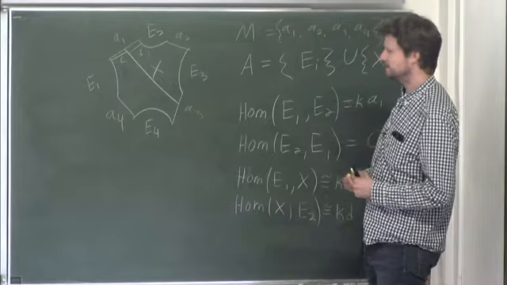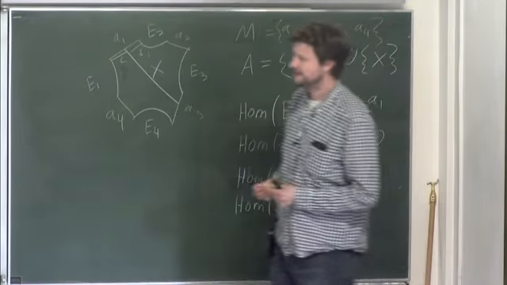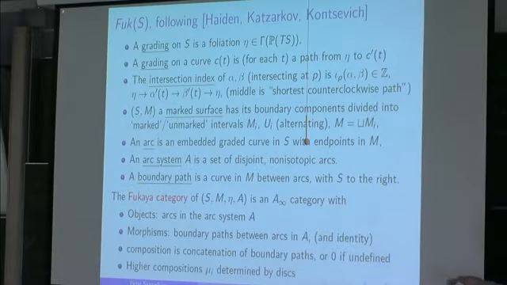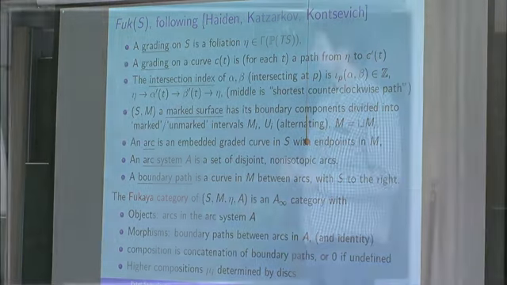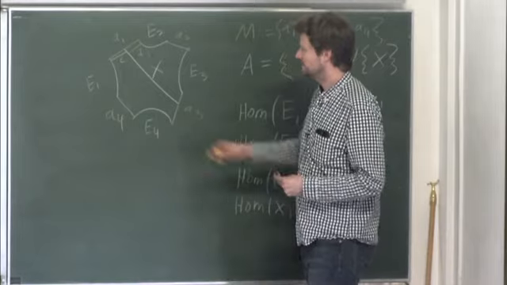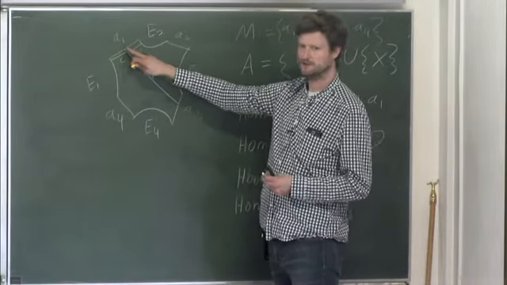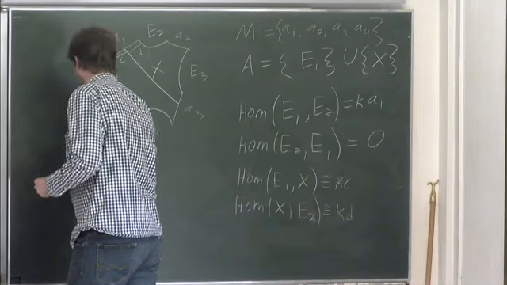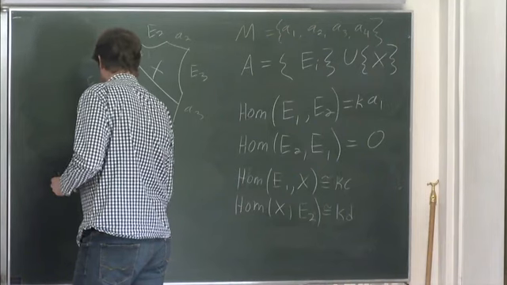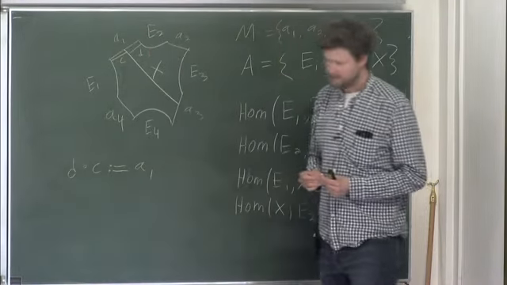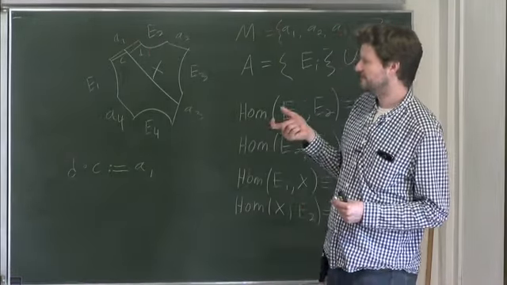Okay, so composition of morphisms. In an A infinity category, there's one composition for every natural number. But the most important one is the second, where you compose two morphisms. The composition is defined just by concatenating paths. So if we want to compose C with D, we get A1. C followed by D is defined to be A1. That's how to compose morphisms if they're adjacent.